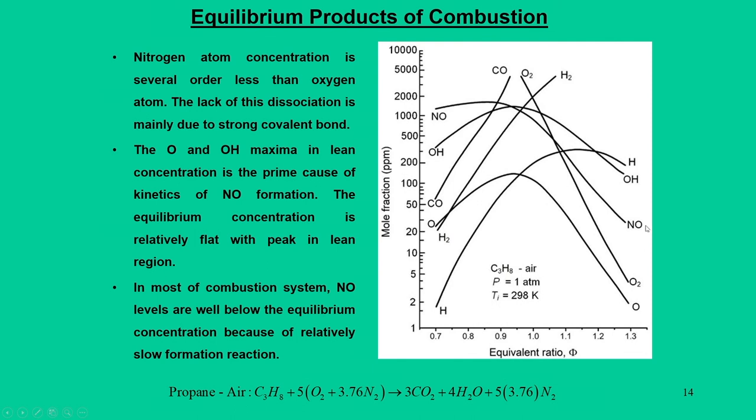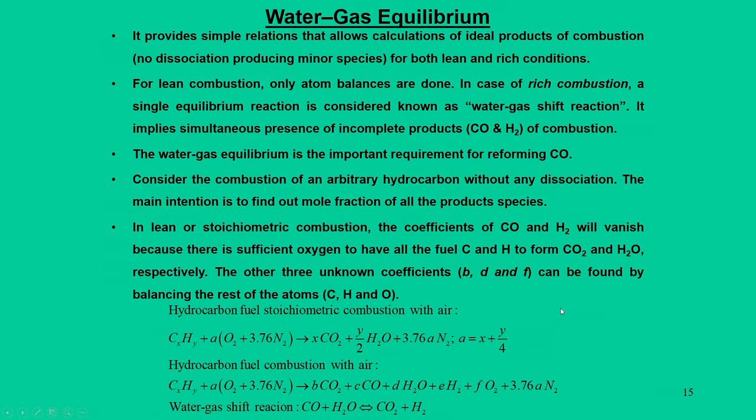So, NO formation becomes vital when the mixture is on the lean side. Okay, so this is all about the major and minor products during a combustion process of a propane-air mixture. Now, we are going to discuss a very important topic called water gas equilibrium. Water gas equilibrium is a simple chemical reaction that allows us to control the composition of the products of combustion.